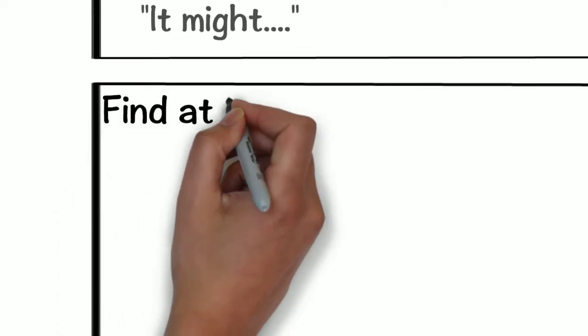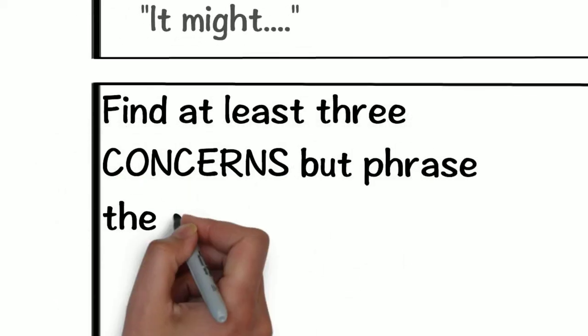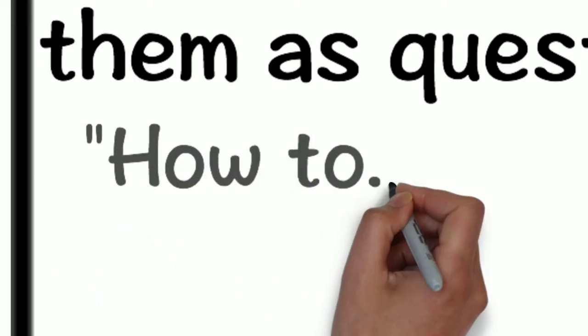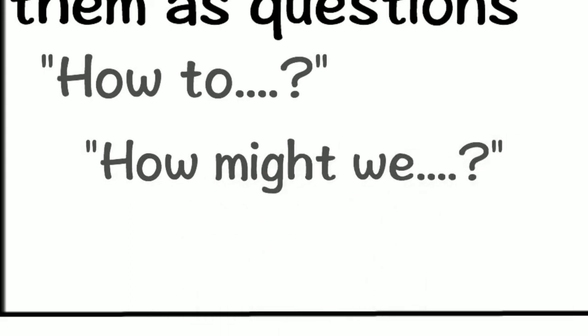Only then do you find the problems. So you find at least 3 concerns, but you phrase these as questions. So rather than saying, we haven't got the budget for this, you say, how to find the budget for this? Or, how might we find money within our existing budget for this?